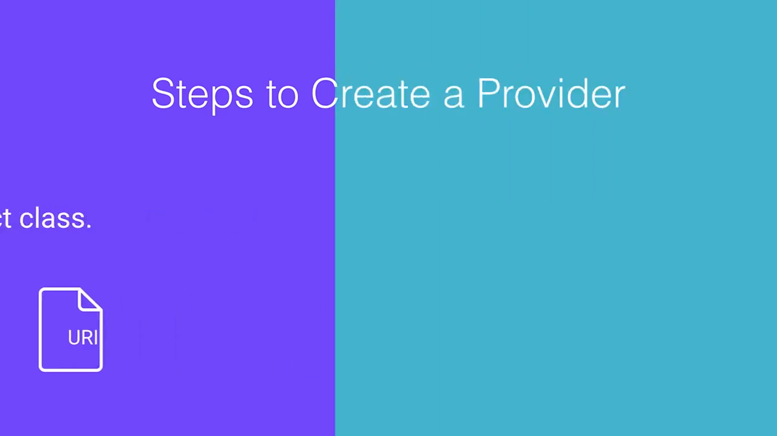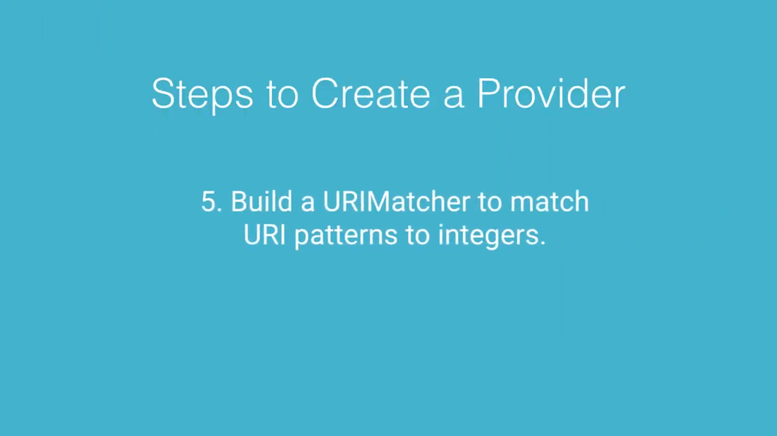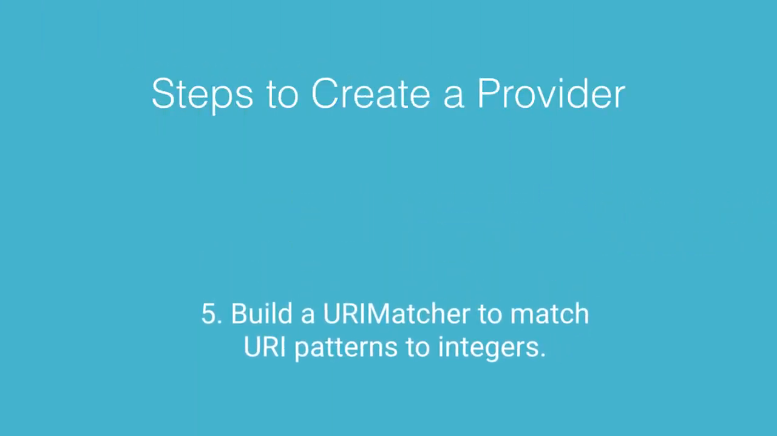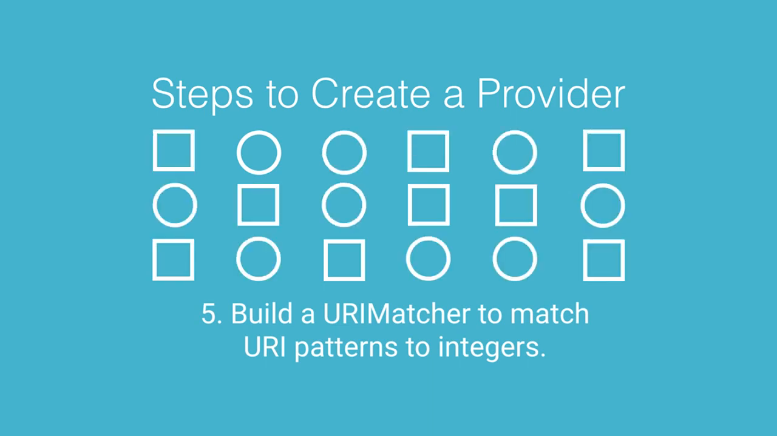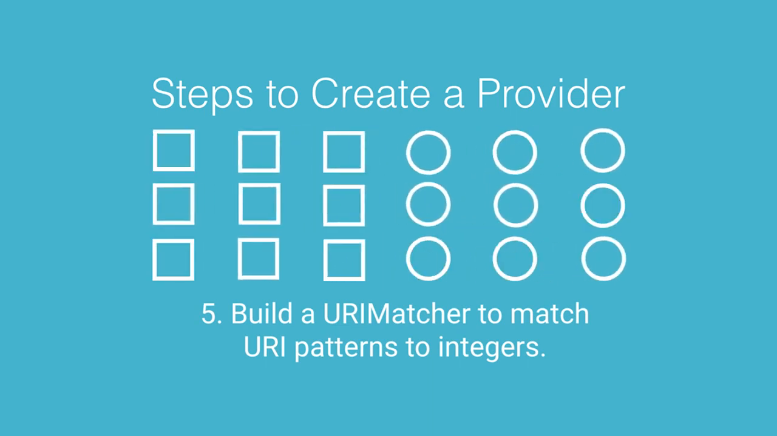The last step in working with URIs is to build a URI matcher. This is a class that helps a content provider recognize and respond correctly to different types of URIs. For example, it's often useful to use this matcher to distinguish between URIs that point to a large dataset, like multiple rows of task data, and URIs that point to a subset of that data, like data for an individual task. And we'll learn more about this later on.